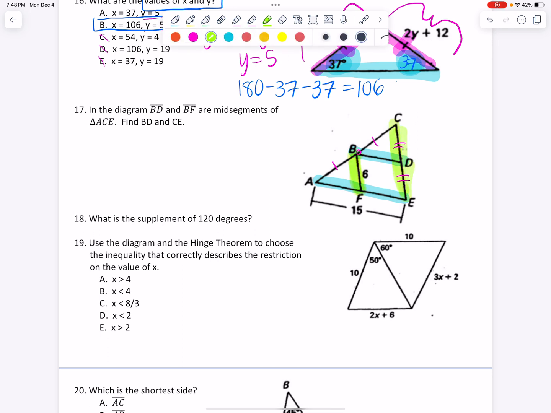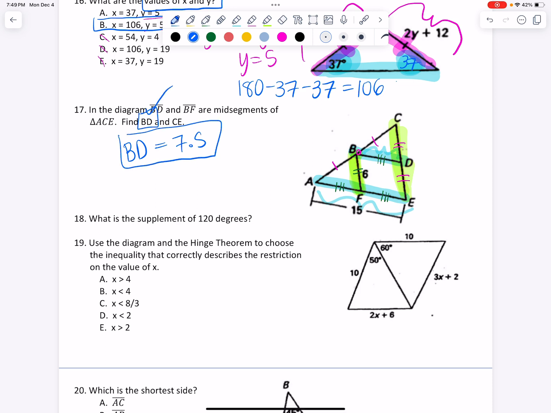It is parallel to CE, and I know that it's a mid-segment, so I get to say that this point is the midpoint. And so this segment is the same length as that one. This segment is the same length as that one. It says find B to D and find C to E. B to D is going to be this value right here in blue. B to D is facing the same way as the 15, and it's going to be half that third parallel side. So it's going to be 15 divided by 2, which is 7.5. So BD is equal to 7.5.